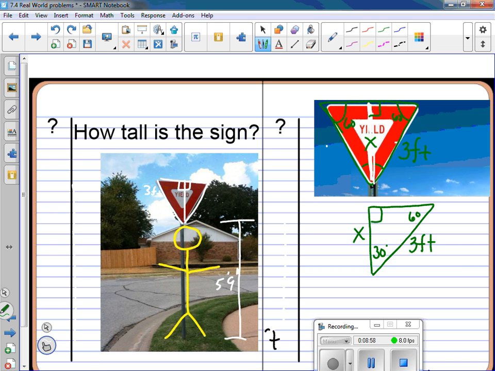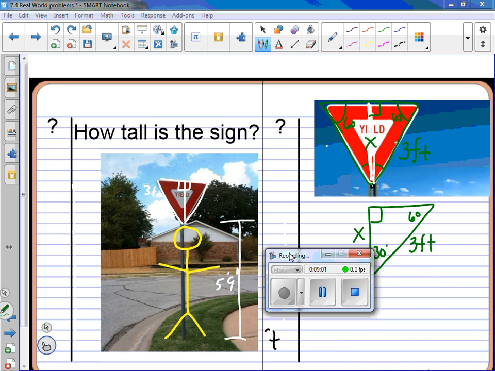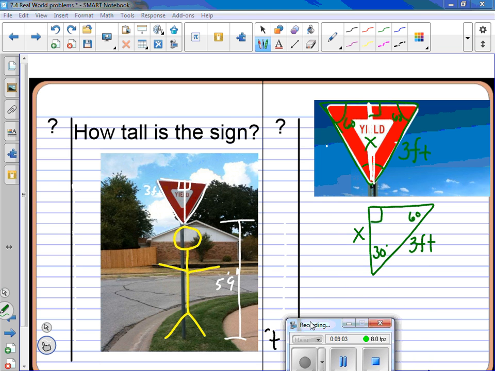And I only really need that one height. I don't need to put the other sides. Remember, this side along this side is not 3 feet. It's only part of the triangle, okay? But I only need that one side.